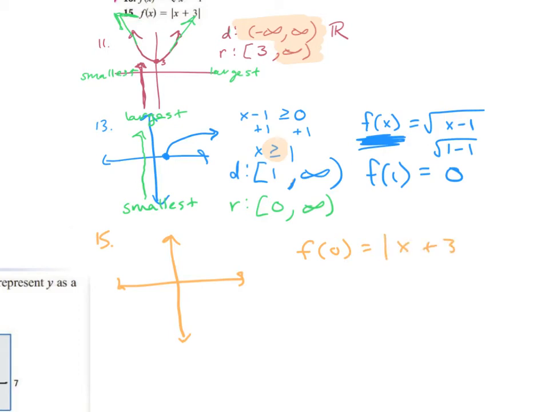When we plug in 0, we have f of 0 would be 0 plus 3. This would be 3. We know that our graph isn't going to look like this, so let's plug in -1. So f of -1 is going to be -1 plus 3, which is 2.